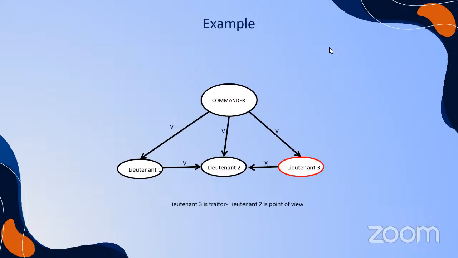So at this point, Lieutenant 2 received the V message from the commander and the V message from Lieutenant 1, while Lieutenant 3 is a traitor. On the basis of voting, we decide the output. We received at least 51% of votes positive, so Lieutenant 2 will follow the instruction V and discard the message X. At this point we have decided which message is right and which is wrong on the basis of the voting.